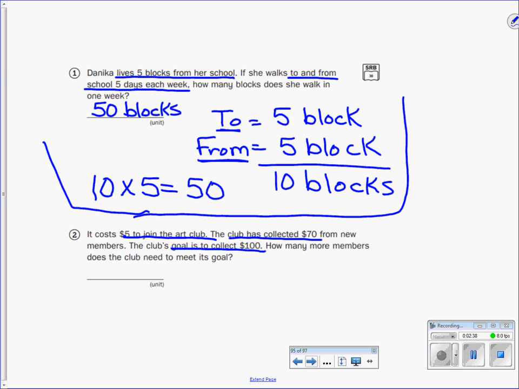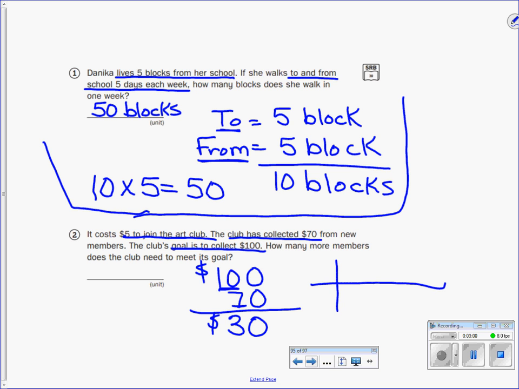So the first thing we're going to have to do is see how much more money we need to collect. So we can take the 100 minus the 70, okay, because we had $100. So we know here's our basic fact, 10 minus 7 is 3, and we're in the tens place value, so we need $30 more, okay? And so now we can maybe build a chart.